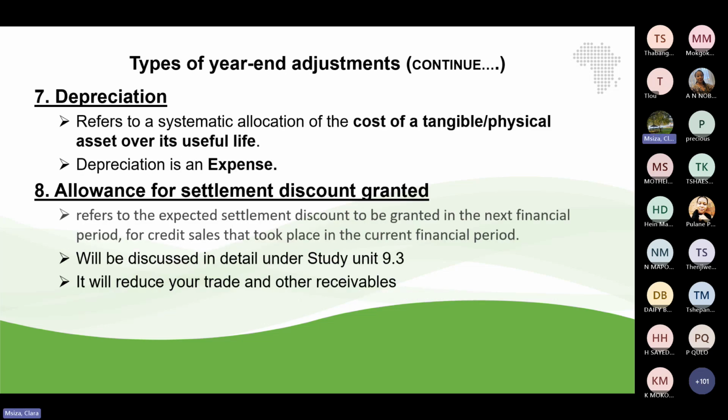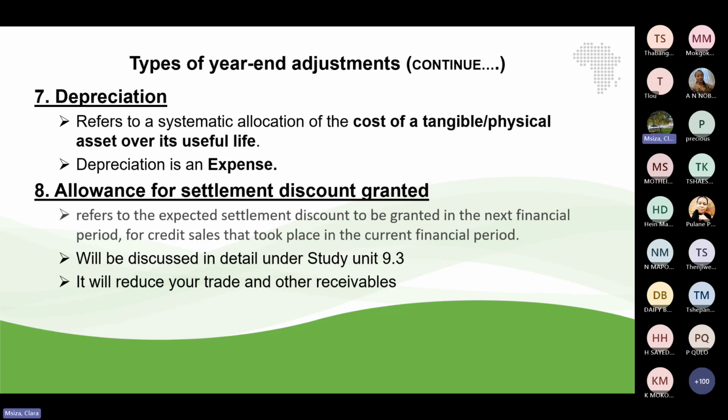We also have depreciation, which is the non-cash item, which refers to systematic allocation of cost of tangible or physical asset over its useful life, and this will be treated as an expense. Depreciation is also a term used when an asset that you own loses value over time due to deterioration or normal wear and tear.